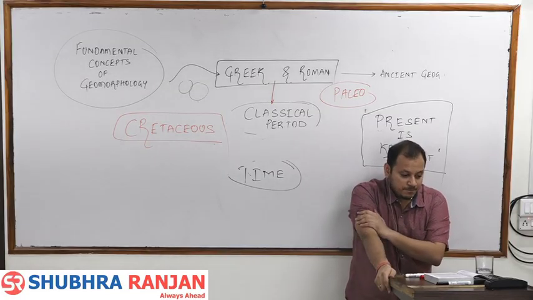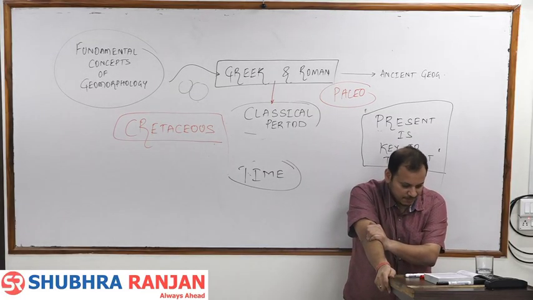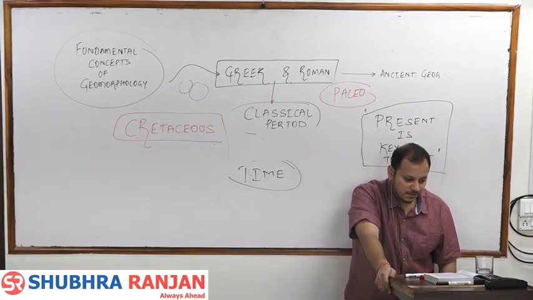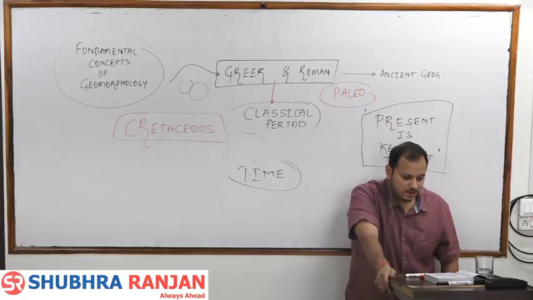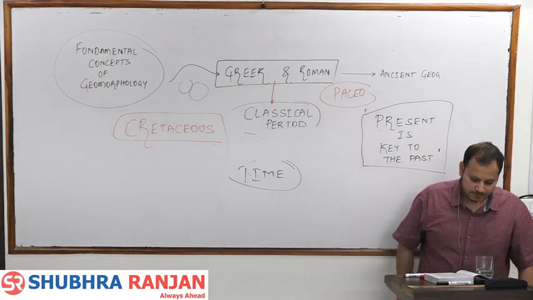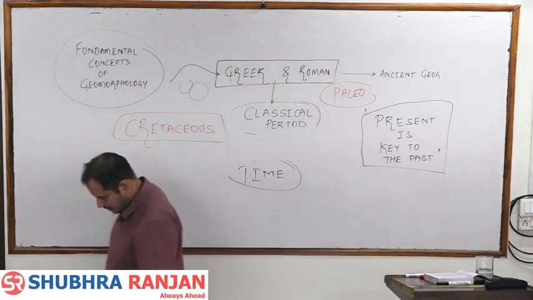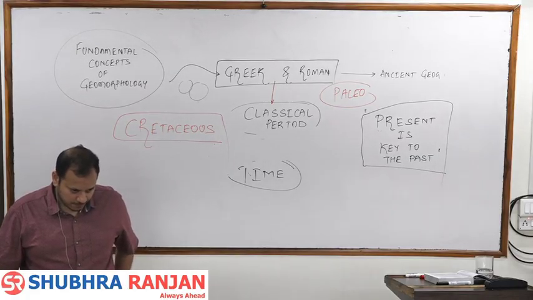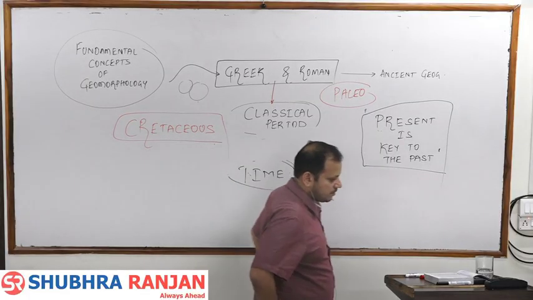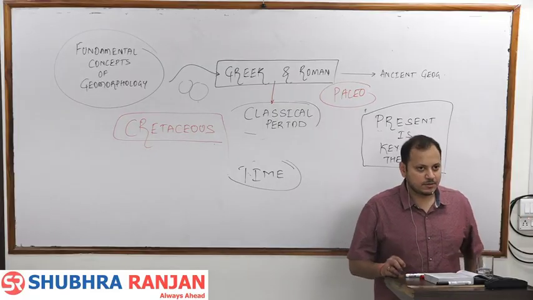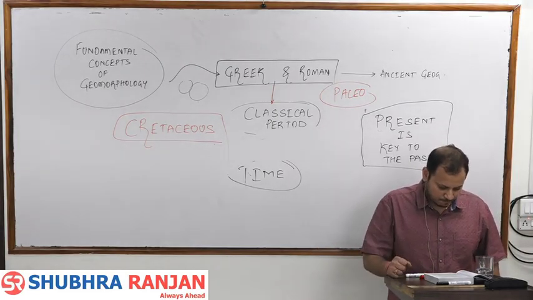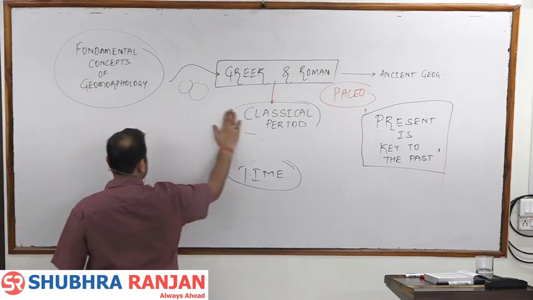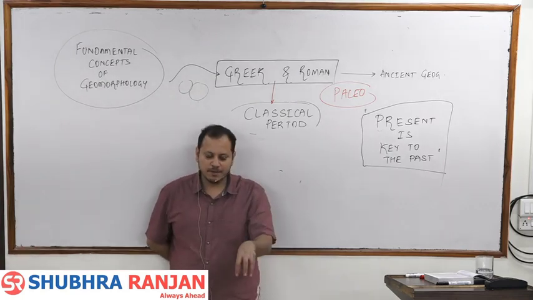So this principle was first given by Hutton in his concept of uniformitarianism, which is based on the present is the key to the past. The same processes that operate today operated in the past.